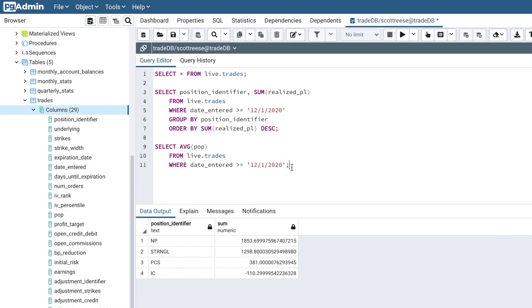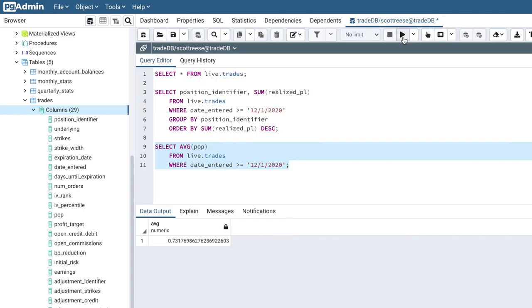And so I can run this one and we'll see if I was consistent with that since December. Run this one. And there we go. The average was 0.73. So right around 70%. And what about if I go back even further to, let's say, October of 2020? Highlight this and run it. And let me expand this out. So now, looking at all my trades since October of 2020, my average probability of profit is 0.72 or 72%.